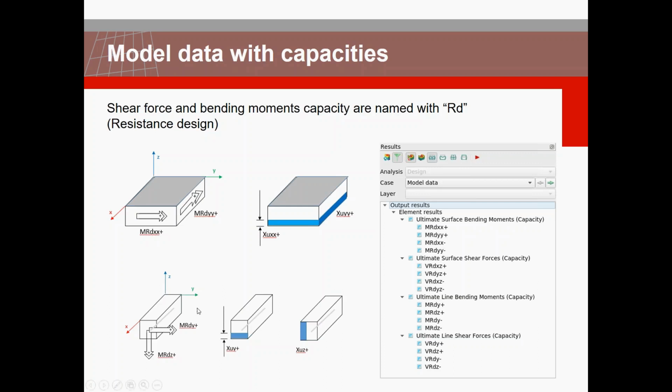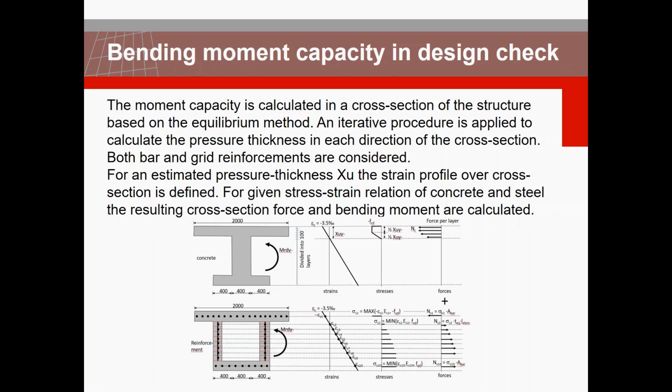For the composed lines, it is related to a line. So it's related to the cross section in the ZY cross section. So now you have the subscripts Y and Z. So a moment MRD Y plus is now a moment around the local Y axis.